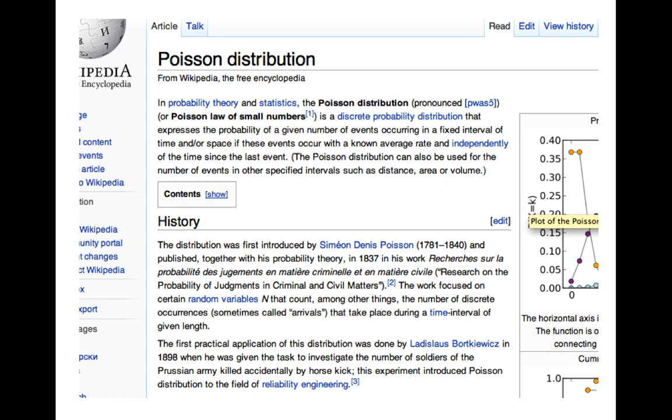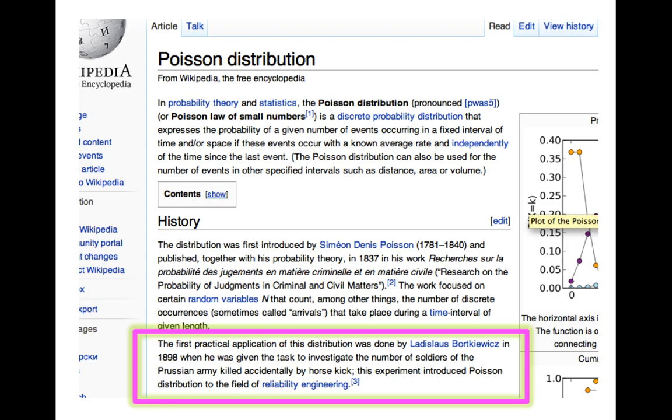Now, if you don't believe me that the Poisson distribution isn't about getting kicked to death by a horse, you can read this little part over here off of Wikipedia, and that says that the first practical application of this distribution was done by Ladislav Berkovits in 1898 when he was given the task to investigate the number of soldiers of the Prussian army killed accidentally by a horse kick. So there you go, believe it or not.